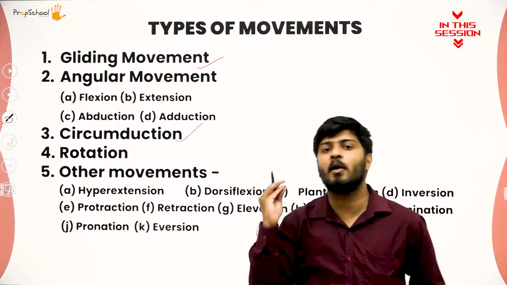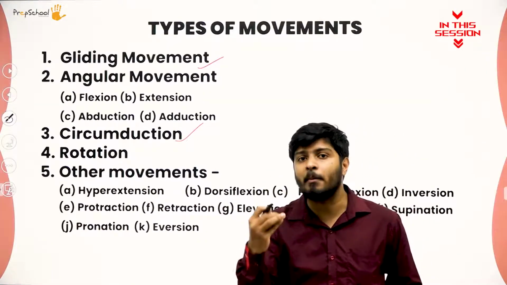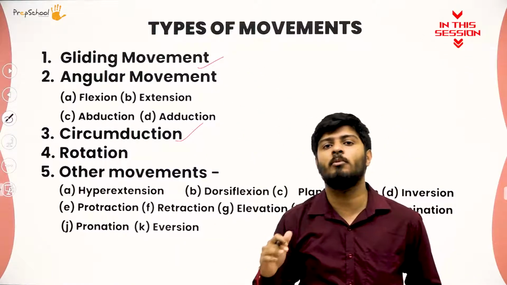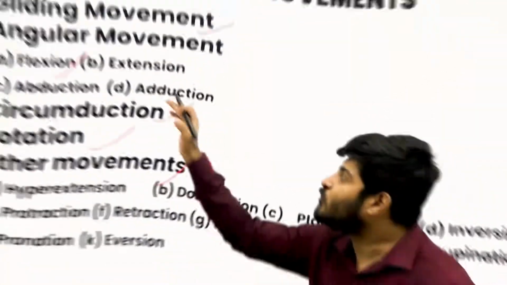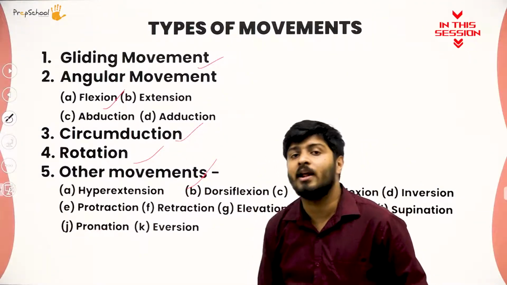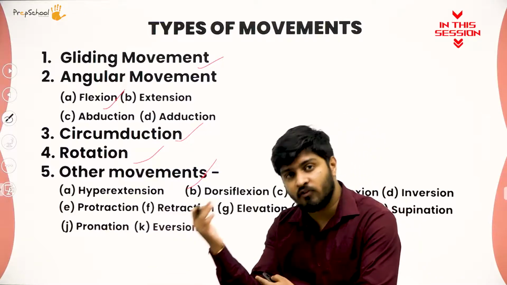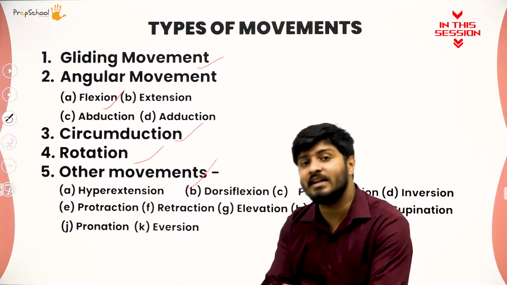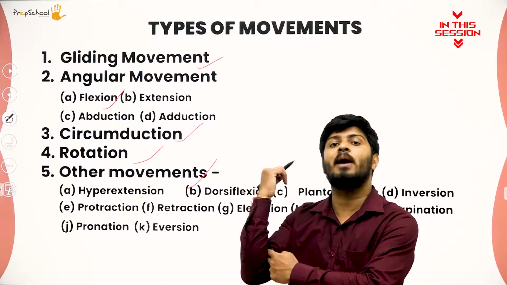So the joints which could perform or show the characteristics or properties of both gliding and angular movement is basically called circumflexion. Flexion is that kind of angular movement where you're bending at the joint of a part of the body in order to decrease the angular difference between those two parts of that limb.